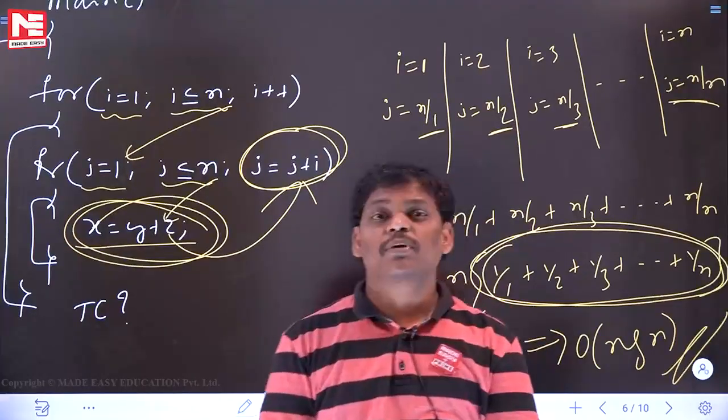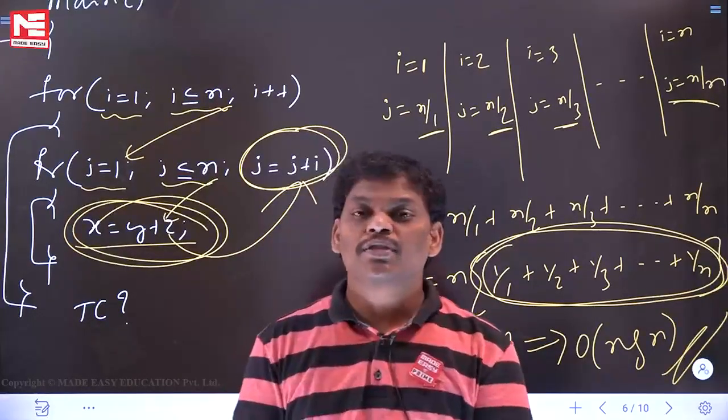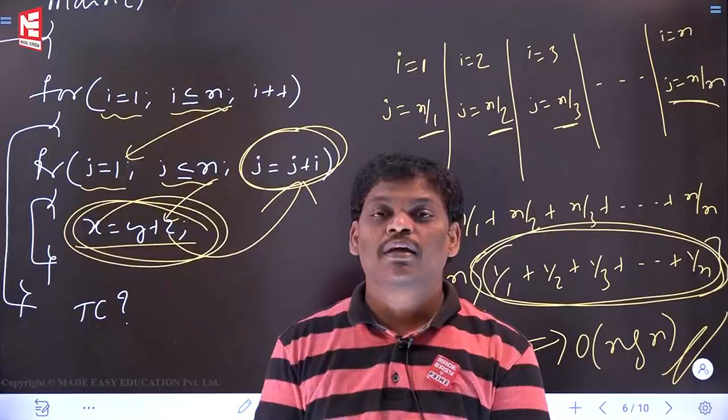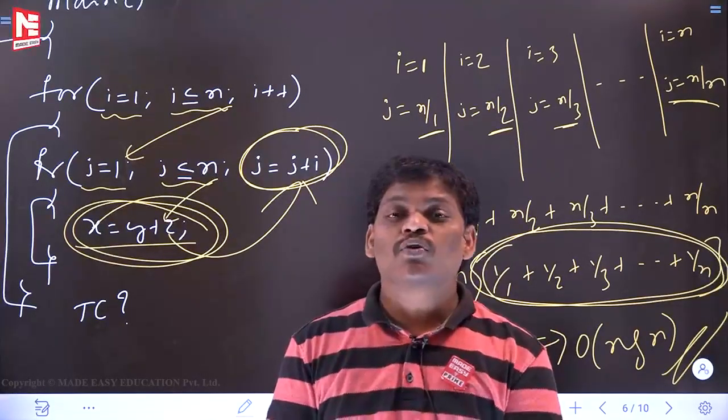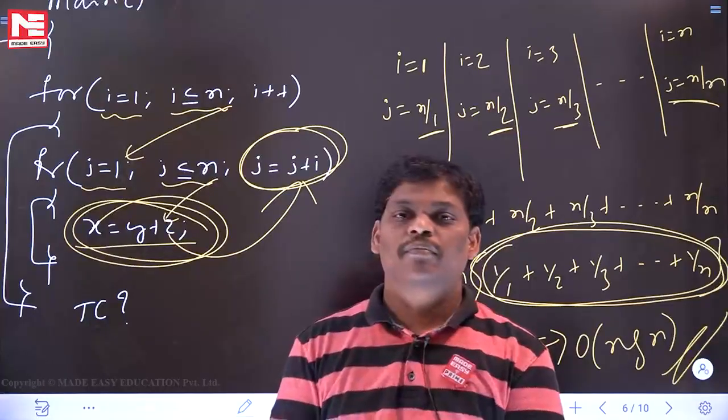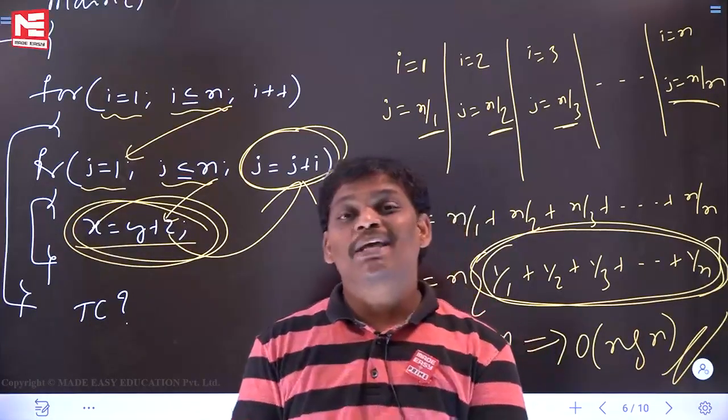Normally inner loops should be multiplied, but I am not multiplying in this problem. What is the reason? The I loop runs how many times? N times. The J loop is not n times. The J loop is n by I times, because each time j is going on plus I.